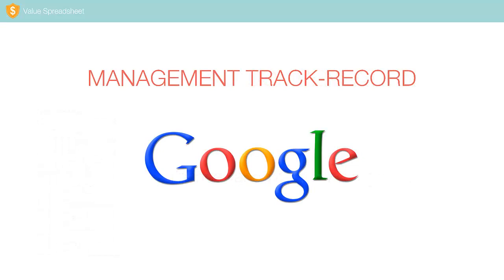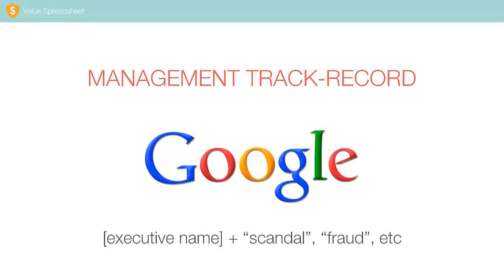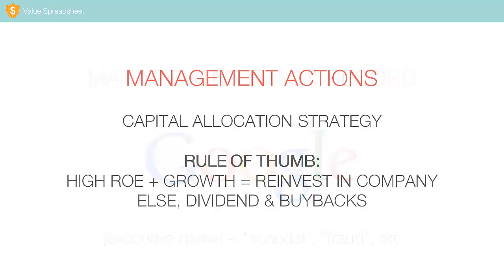Next, Google the names of the key executives to find out who they are and what their track record is. Add scandal, fraud, and similar words to your search to find out if they have been involved in anything shady. Finally, analyze the capital allocation strategy of the company to find out how shareholder-friendly the company's management actually is. Use the following rule of thumb. A company with a consistently high return on equity and plenty of growth potential should reinvest a big part of its earnings into the company. Else, shareholders are better off if the company pays out a dividend or buys back shares.